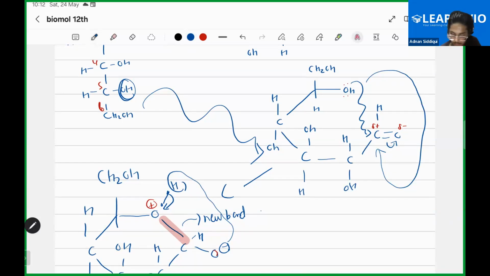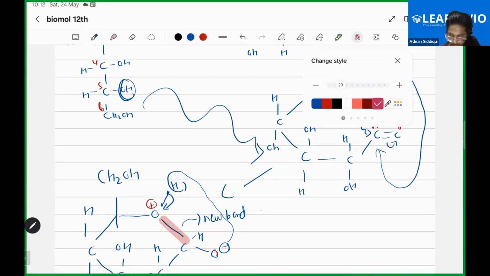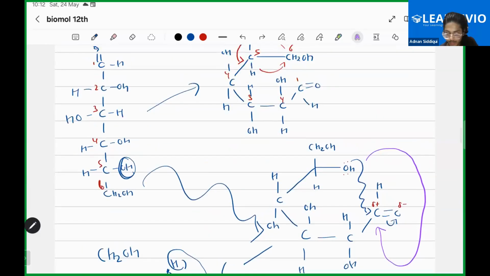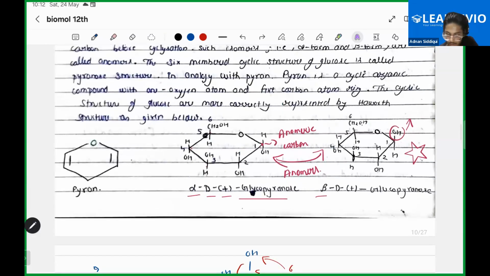let me change my color. If the attack is from the front side, this one, then the product that will be formed is this beta form, because then the OH group will be at the top side. If the attack is from the back side, then the product formed will be this alpha one, because now the OH group is at the front side.